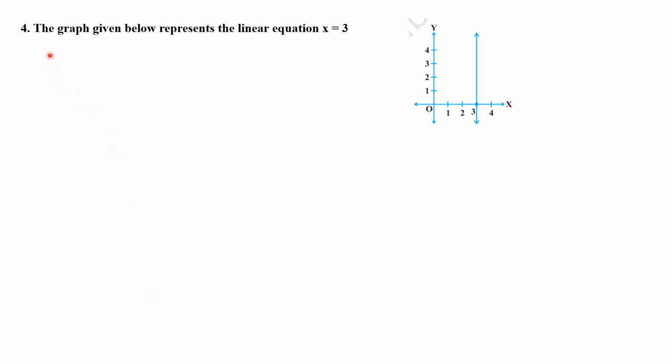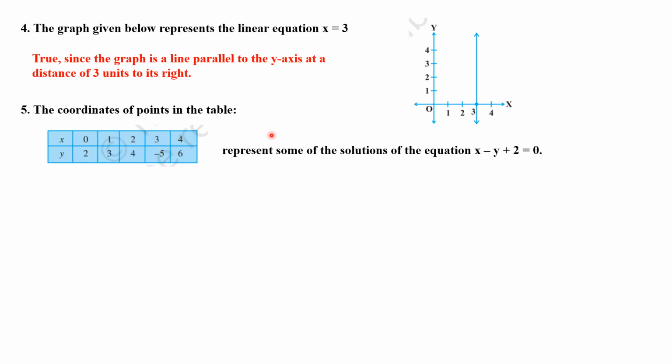Question number 4. The graph given below represents the linear equation x = 3. Now if it is x = 3, it means the line will be parallel to the y-axis and the distance from the y-axis should be 3. So it is correct. The line is parallel to the y-axis and the distance from the y-axis is 3, isn't it? All over it is 3 units. So this is true.